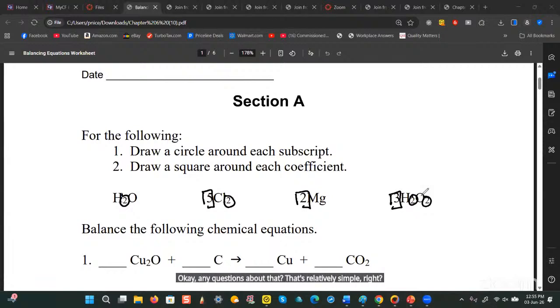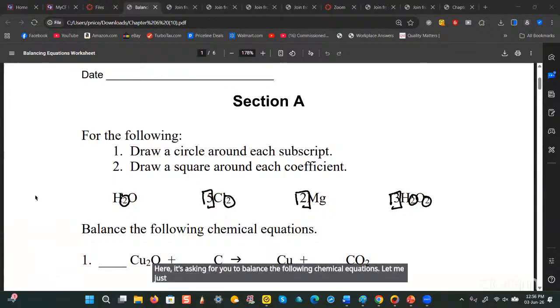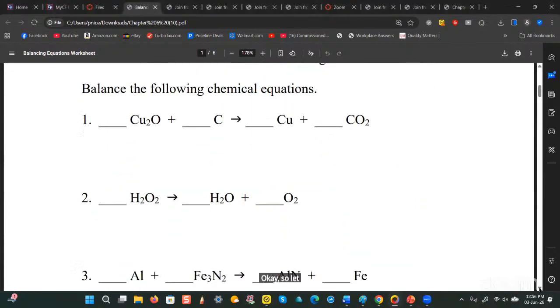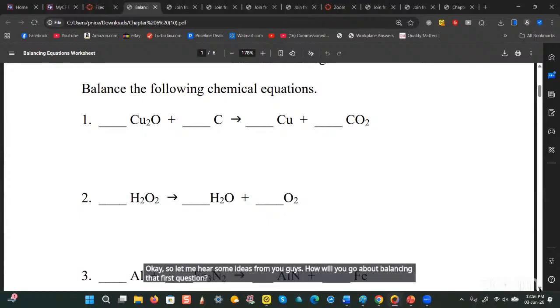Okay, so for number 1, it's asking you to balance the following chemical equation. Let me just clear this here. Let me hear some ideas from you guys. How will you go about balancing that first equation?